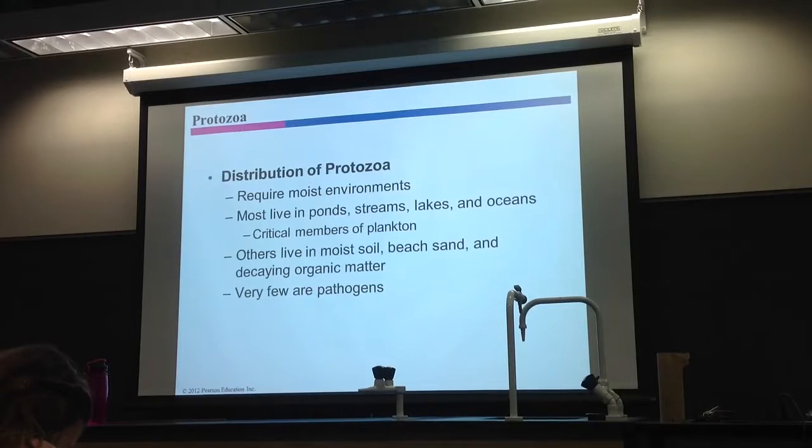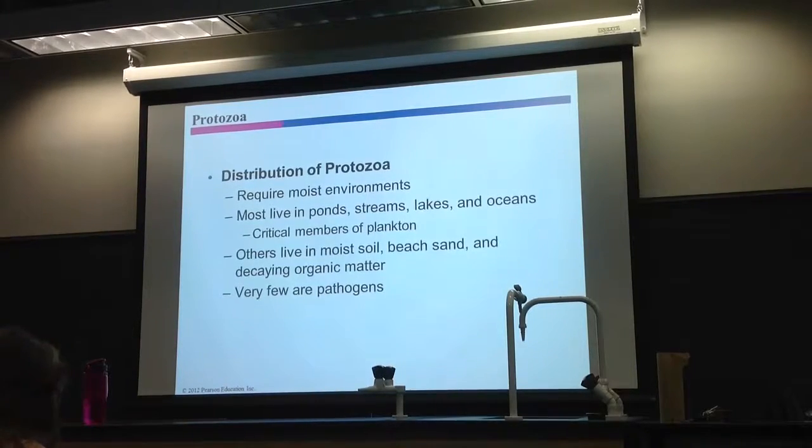Where can you find them? Most of them require moist environments. So many of them live in freshwater ponds, streams, lakes, or even in the ocean. Protozoans are critical members of zooplankton. Not just plankton, zooplankton, because there are two types of plankton.